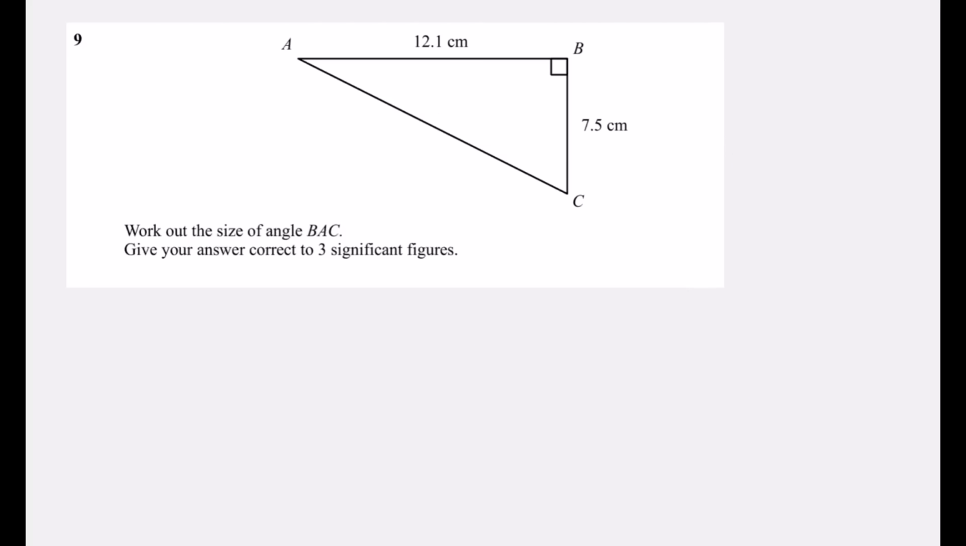Question 9. Work out the size of angle BAC. So B to A to C. Give your answer to 3 significant figures. So we've got a right angle triangle. So this is a SOHCAHTOA question. So we have the opposite, that's 7.5, opposite the angle, and the adjacent in between the angle and the right angle. We're not using the hypotenuse, we're using O and A.